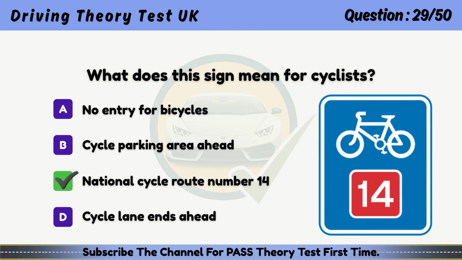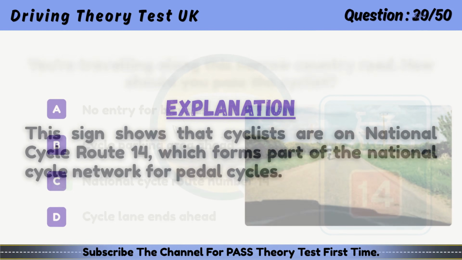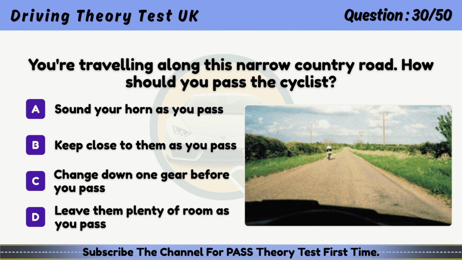Answer is C. National Cycle Route number 14. This sign shows that cyclists are on National Cycle Route 14, which forms part of the National Cycle Network for pedal cycles. Question 30. You're traveling along this narrow country road. How should you pass the cyclist? Option A. Sound your horn as you pass. B. Keep close to them as you pass. C. Change down one gear before you pass. D. Leave them plenty of room as you pass.